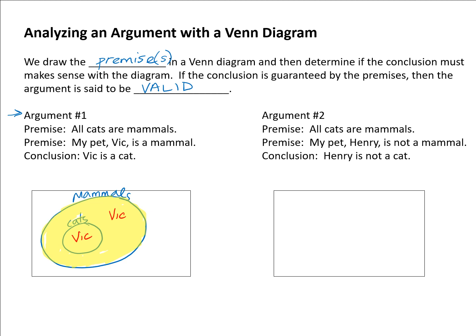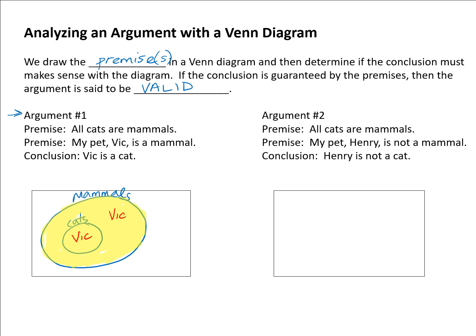Okay, so of those two places, the only place Vic could not be is outside of the mammal set, because if you're outside of the mammal set, you're not a mammal. So I cannot put Vic outside there. So I've actually drawn the two premises. I've drawn all cats are mammals, and I've drawn where Vic could be in that diagram.